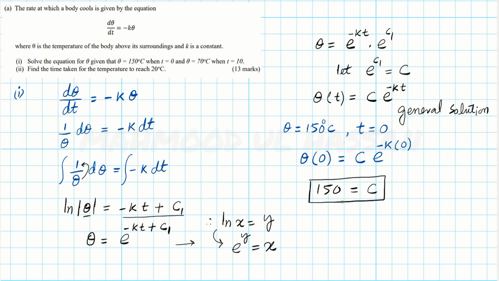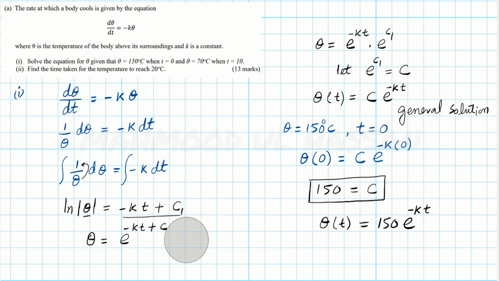So putting back this value again in the general solution, the general solution would become theta of t equals, put the value of C here, that is 150 e raised to the power minus k times t, right?